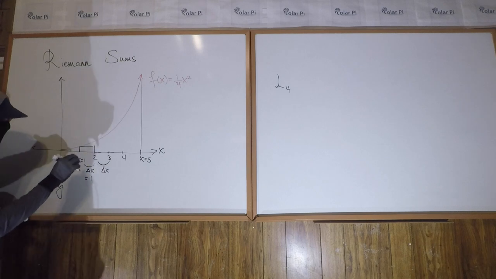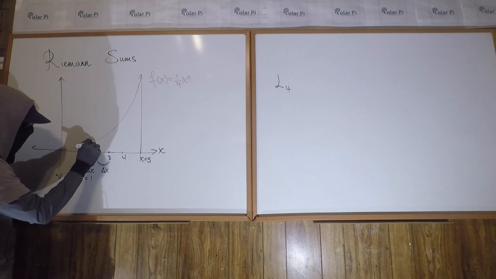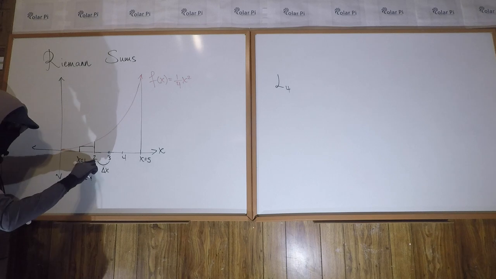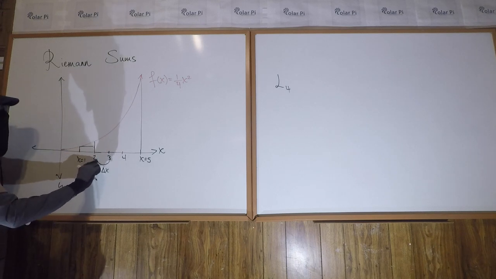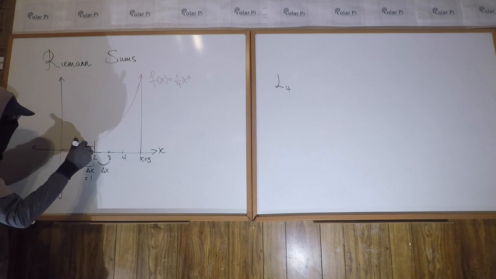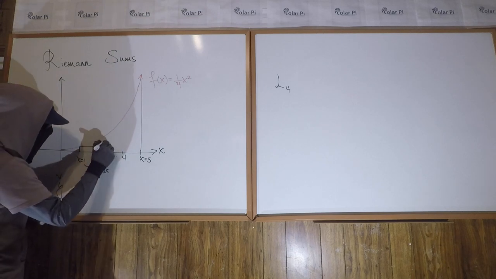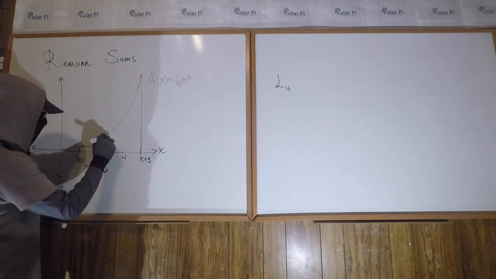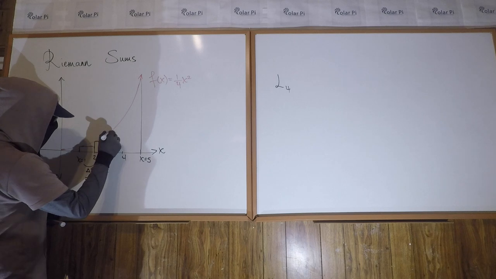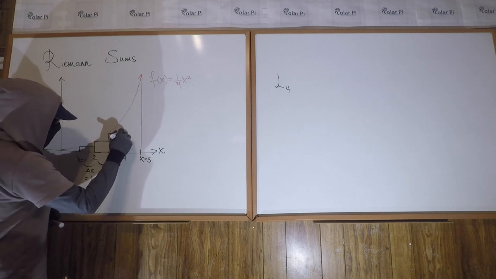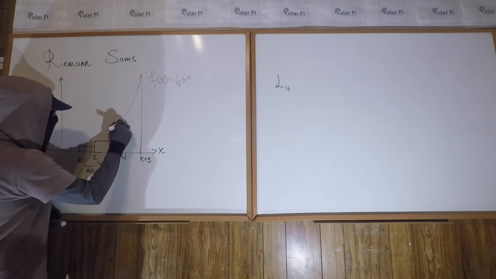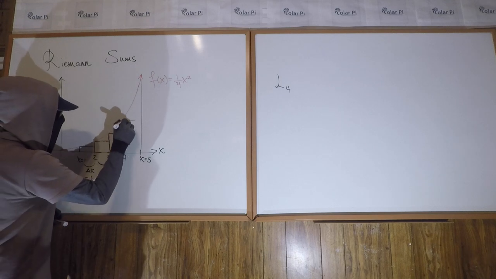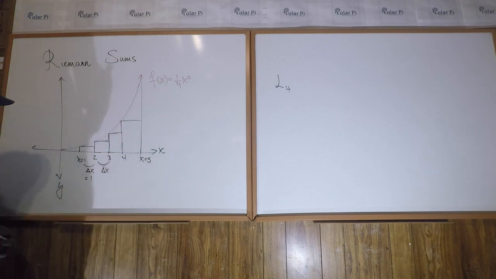But the point is that for left Riemann, you use the left endpoint on any interval and evaluate the left endpoint into the function so as to get its y value for the height of your rectangle. Okay, so all right, this is our second rectangle. That's for left Riemann, obviously, and then our third rectangle, right? And then finally our fourth rectangle.